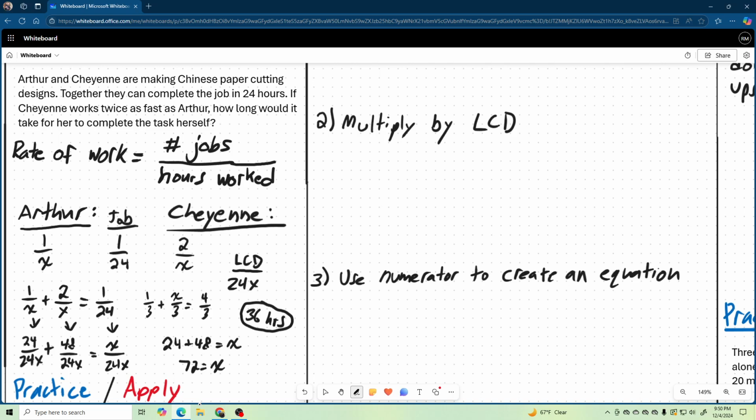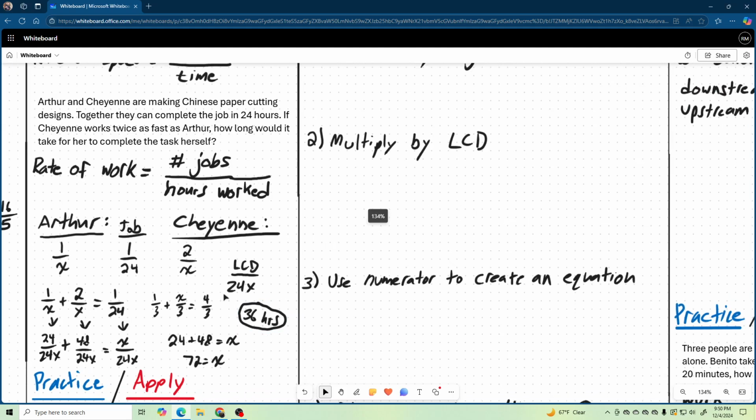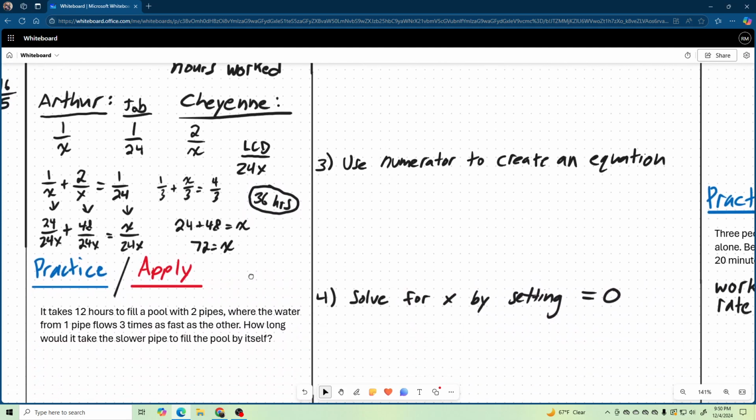So we set up both of their rates to add up to the 24. And then we found the LCD, which was 24x. We turned all of these fractions into something with the same denominator, and then we just added across. So we have 24 plus 48 equals x. And if x is the amount of time it takes to do those jobs, well, Cheyenne can do 2 jobs in 72 hours, which is 36 hours per job. All right. So far, so good. Let's go and do one more.